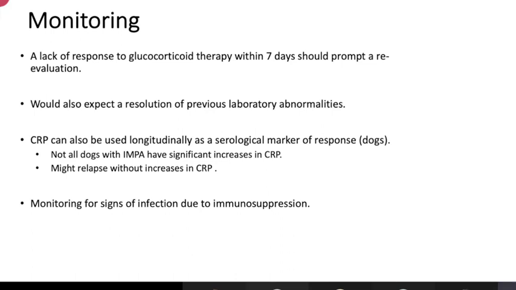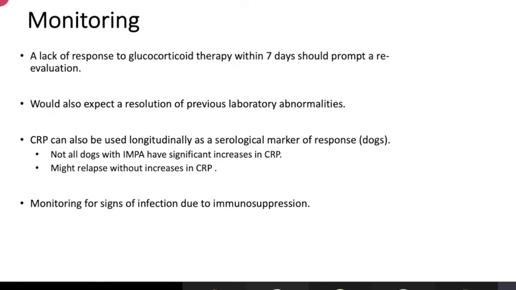And then monitoring of our IMPA patients, if there's no response to glucocorticoid therapy within 7 days, then really we want to start re-evaluating our diagnosis and making sure there are no other causes of the polyarthritis, and also just double check medication administration, which particularly in our feline species can be more difficult, and make sure they are receiving the right dose. And we'd also expect a resolution of previous laboratory abnormalities. So sometimes we can see a hypoalbuminemia, and we'd want those to resolve, as our clinical signs are as well.